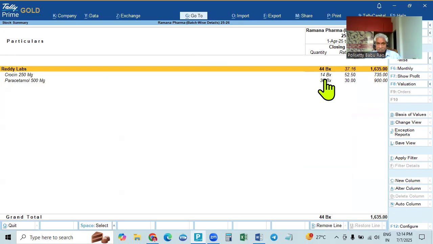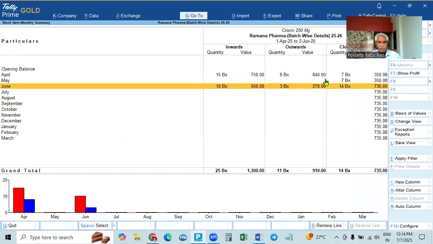Now 30. So if you take this also, and here also if you take this, it will show the inwards and outs. 15 purchased, 8 sold, 7 balance is there. 10 purchased, 3 sold, 7 plus the 7, 14 balance. In this case, we purchased 50, 10 sold, 40 balance, again 10 sold, 30 balance.